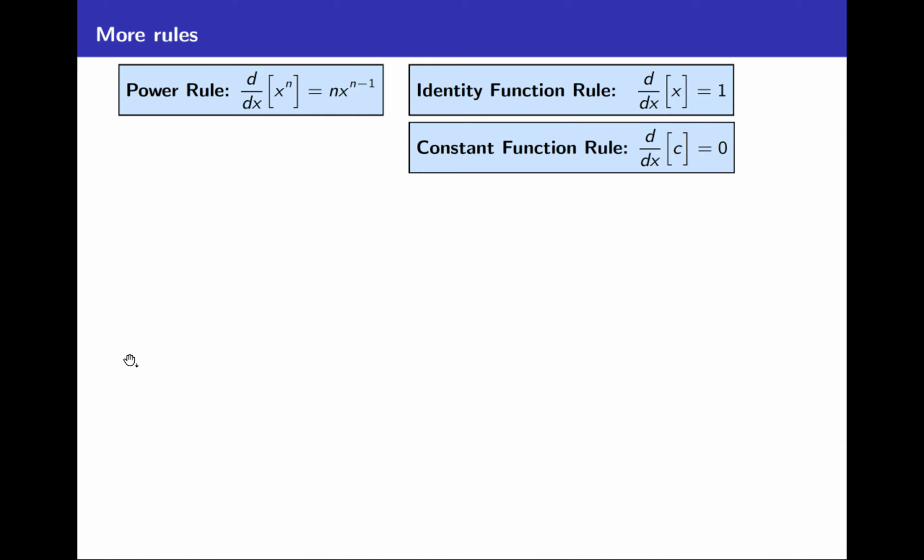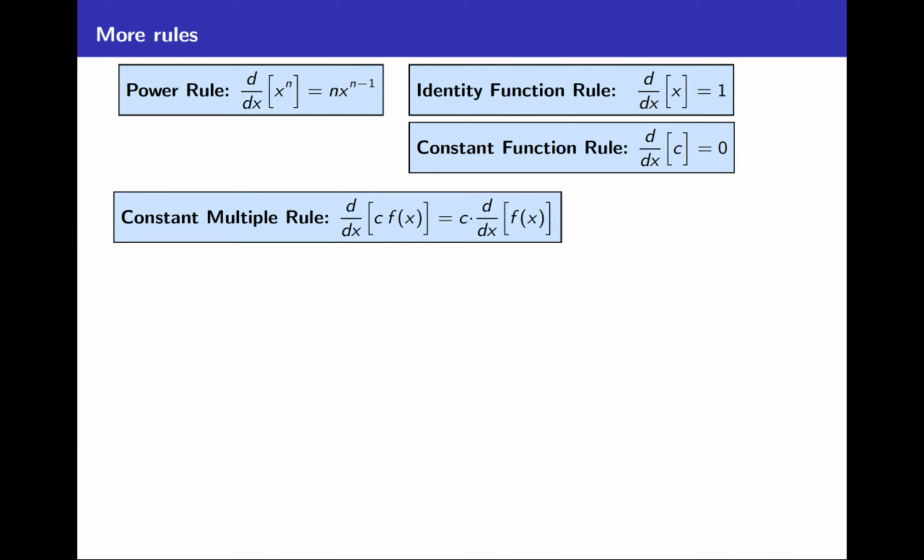There are 2 more rules we'll talk about today. First of all, there's what's called the constant multiple rule. And I'm not going to work out this as a limit today. You can read this in your textbook. But what the constant multiple rule says is that the derivative of c times a function f of x is c times the derivative of f of x. It's like that c factors out of the d dx.